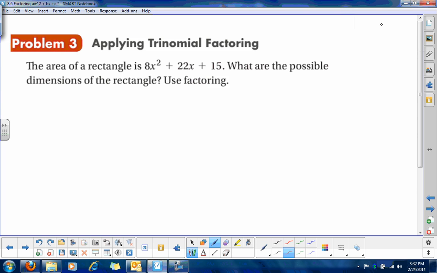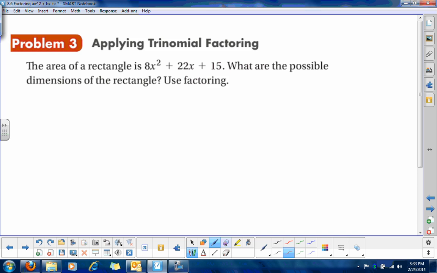Right, in problem 3, we are applying trinomial factoring, which means you've got a word problem, but this is not really that much of a word problem. So let's see here. This says the area of a rectangle is 8x squared plus 22x plus 15. What are the possible dimensions of the rectangle? And we want to use some factoring.